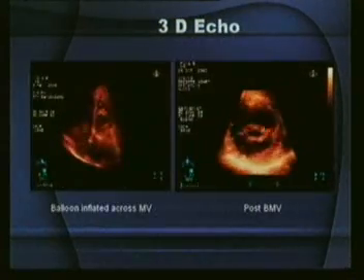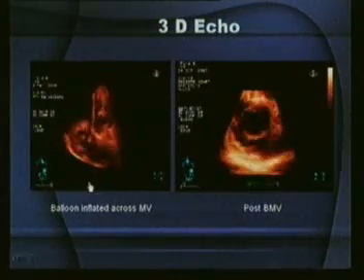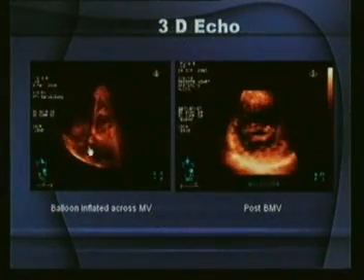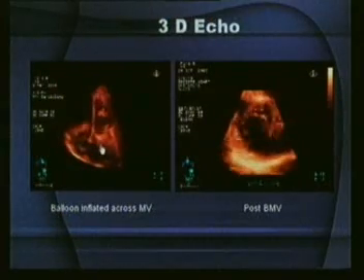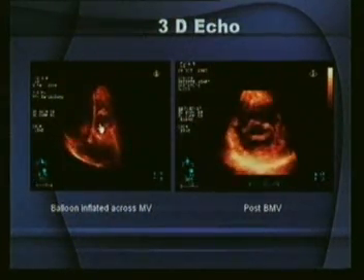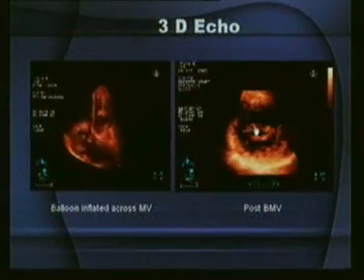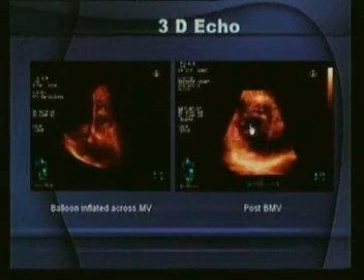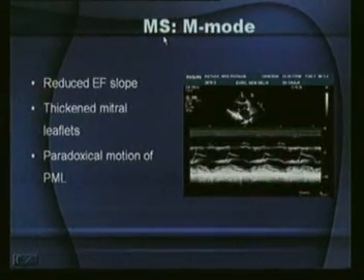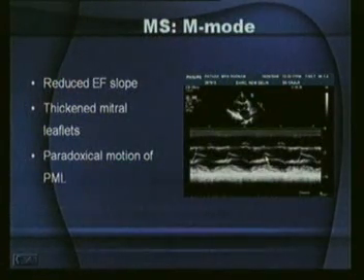mitral valvotomy. This is one of the first pictures ever taken in cardiology wherein you have a balloon actually across the mitral valve being inflated. This is an actual 3D picture, and this is post balloon mitral valvotomy. See how beautifully it has been opened up post BMV. 51 years ago, MS was diagnosed by reduced EF slope, thickened mitral leaflets, paradoxical motion of the PML, and that's what you see here very nicely. And this is the history of echocardiography.